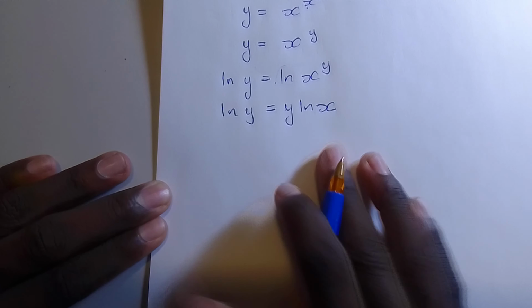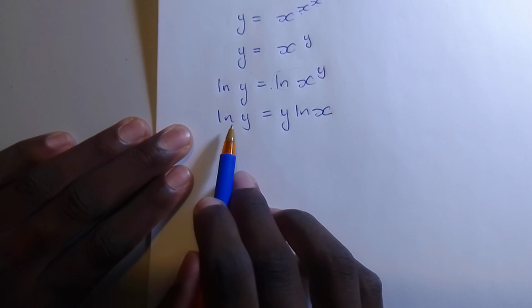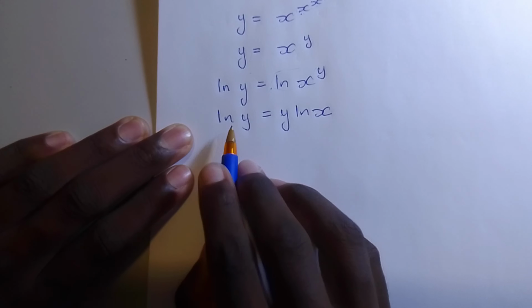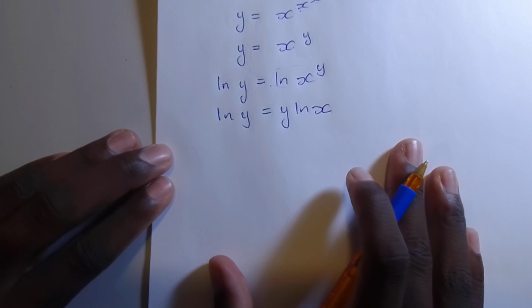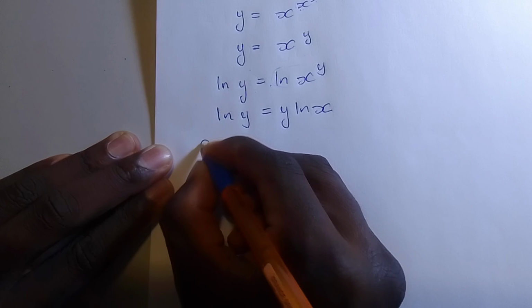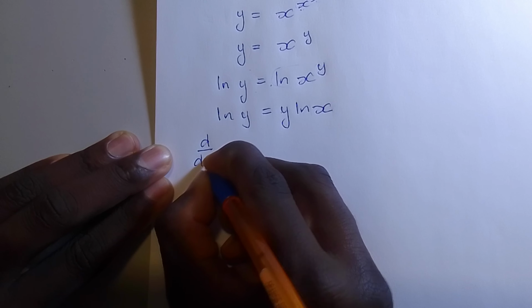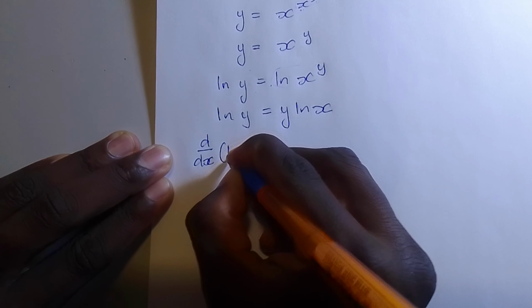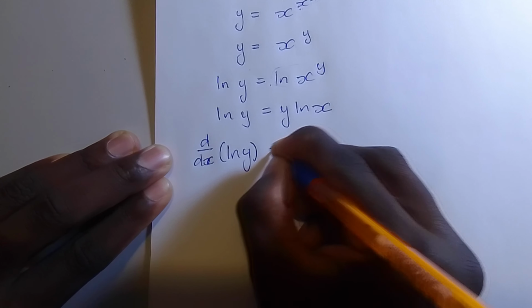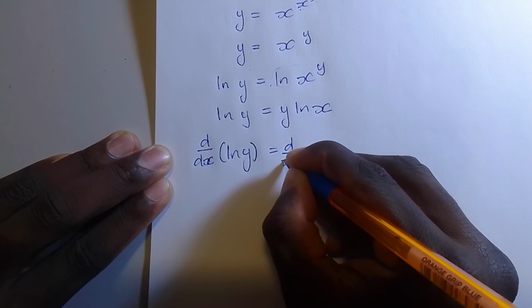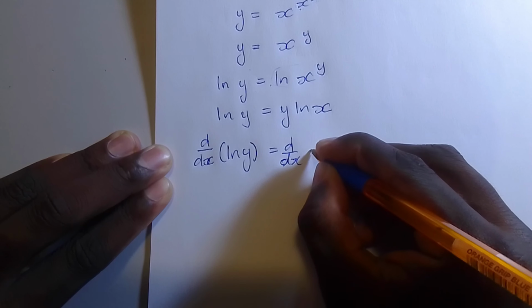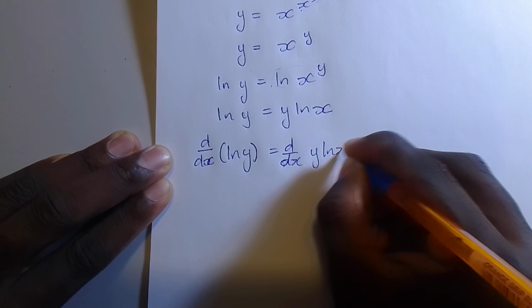Now when you get here, what we are going to do is derive both sides implicitly. We're going to use implicit differentiation. So I'm going to find the derivative with respect to x of ln y, and then on this side I'm going to find the derivative with respect to x of y ln x.